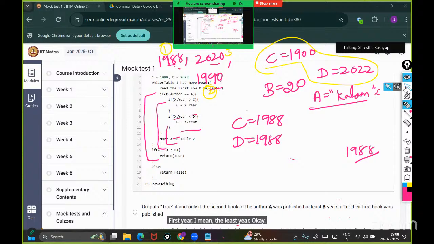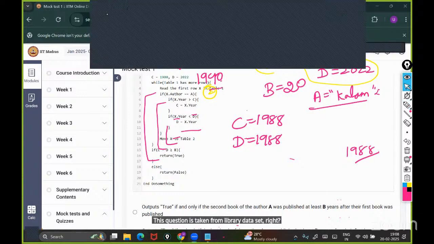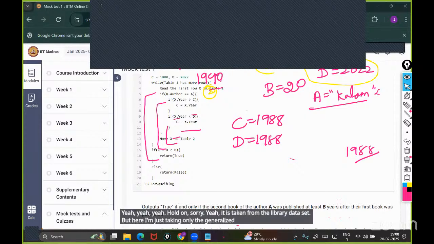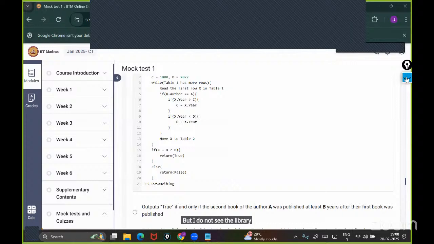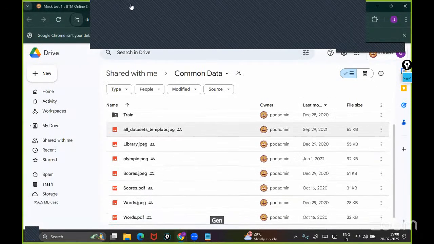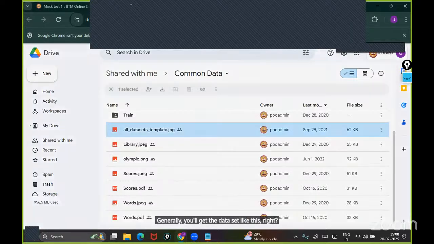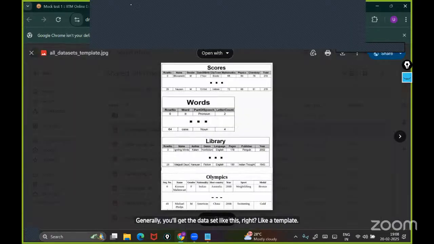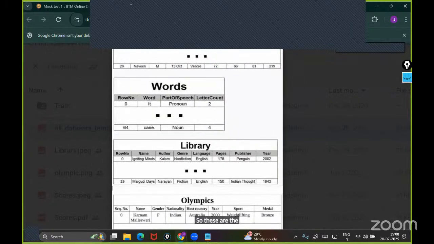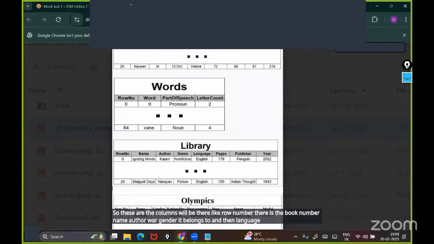This question is taken from the library dataset, right? Yeah, it is taken from the library dataset. But here I'm just taking only the generalized values. But I do not see the library dataset in the data set. Generally, you'll get the data like this, right? Yeah, these are the columns that will be there: row number, that is the book number, name, author, what genre it belongs to, language, pages, publisher, and then the year.